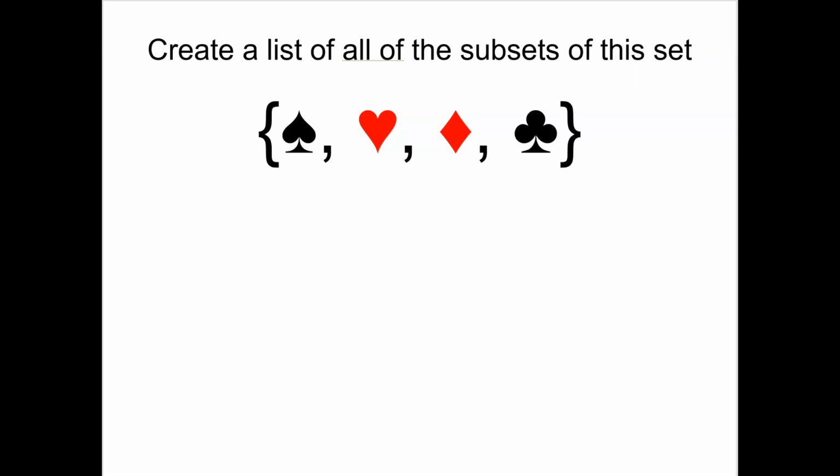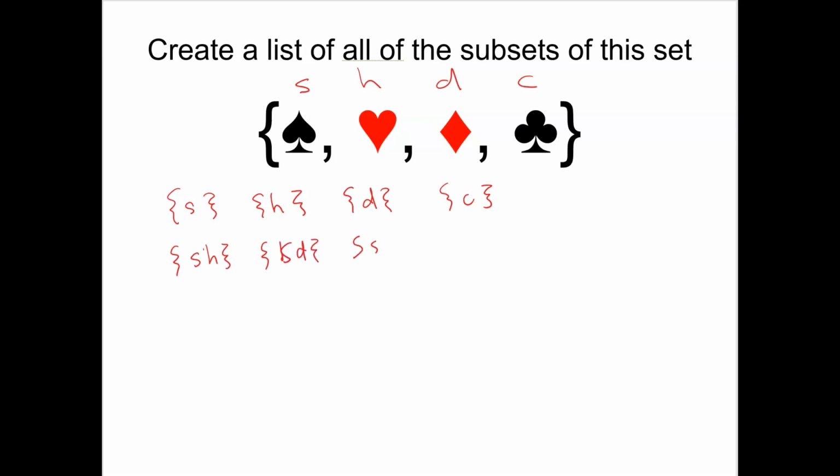So I'm just going to call this spade, heart, diamond, and club so that it's a little bit easier for me. So all of the subsets, first I could separate them by 1, right? Each is its own subset. Then I could go through and go by 2, S, H. All right, now S, D. This is a good systematic way. S, C. And then, okay, H was already with S, so H, D, H, C, DC. Okay, those are all the 2s.